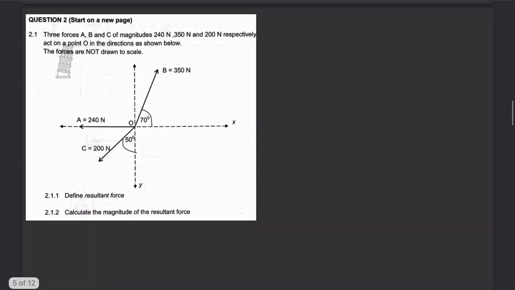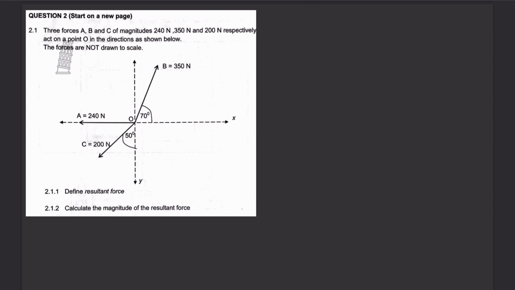Okay, let's move on. Question number 2. Three forces A, B, and C of magnitude 240 newtons, 350 newtons, and 200 newtons respectively act on point O. Define resultant. You have your definitions, so let's not waste time there. Calculate the magnitude of the resultant force.